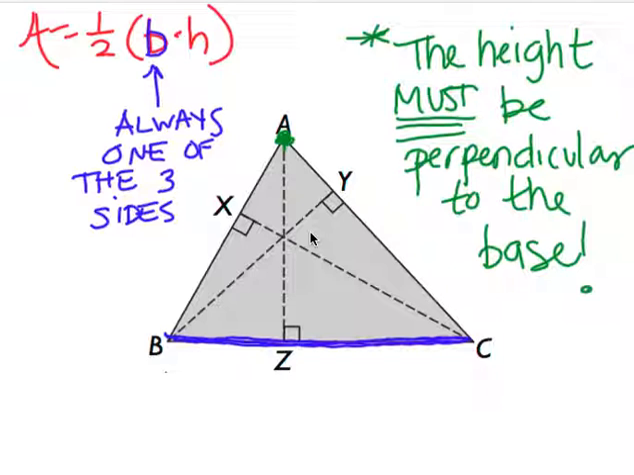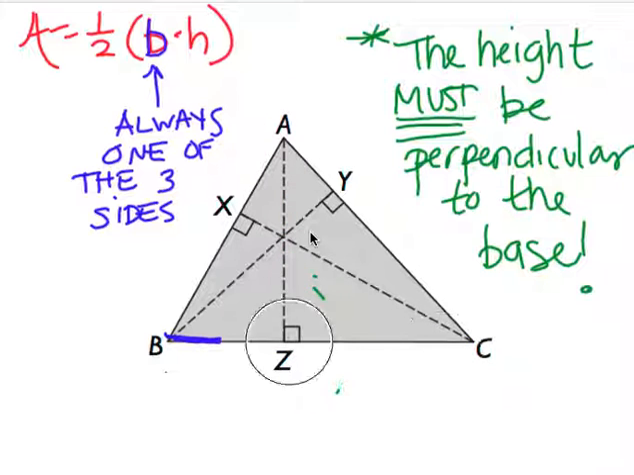So you need to make sure that your line is perpendicular to the base because that is the most straight line that you can possibly get to ensure you are accounting for the entire height of the triangle. So that's why we say it really depends. If BC is my base, then AZ is my height in this case, because that is the line that's perpendicular to BC.